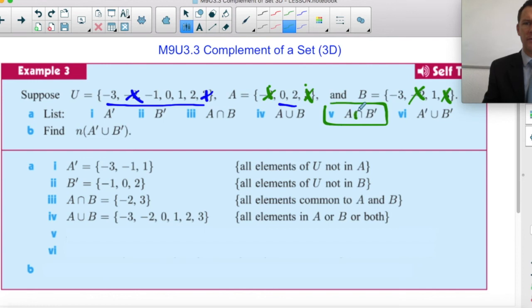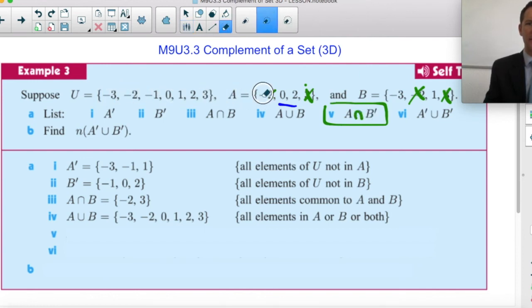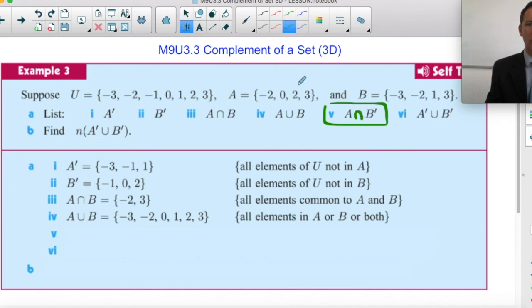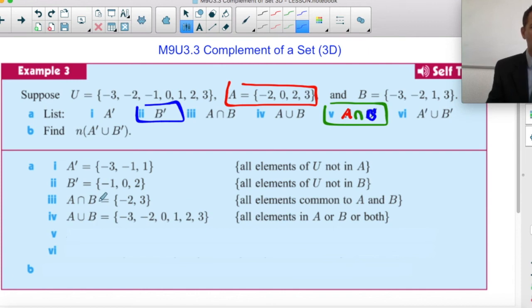So we're looking at this one, which is the intersection of A and not B. Now what's kind of nice about that is, if I clean this up a little bit, we have already found A. It's right here. That's A. And we've already found not B. It's right here. Or more accurately, right here.